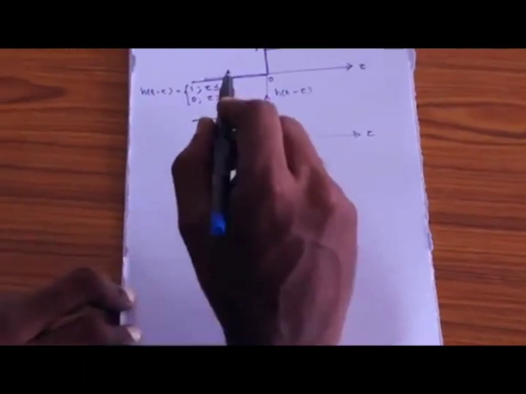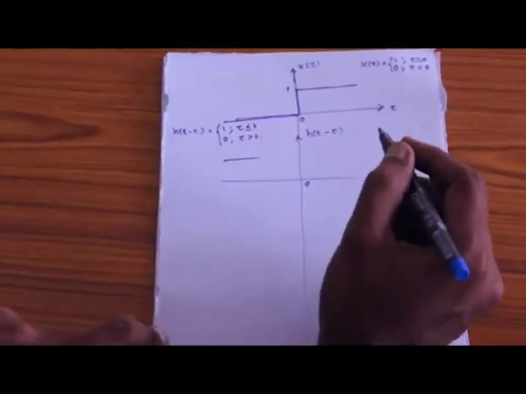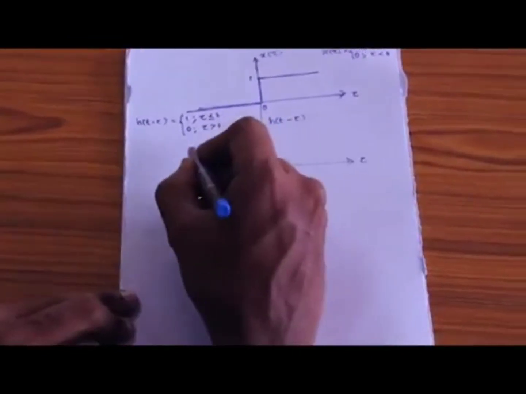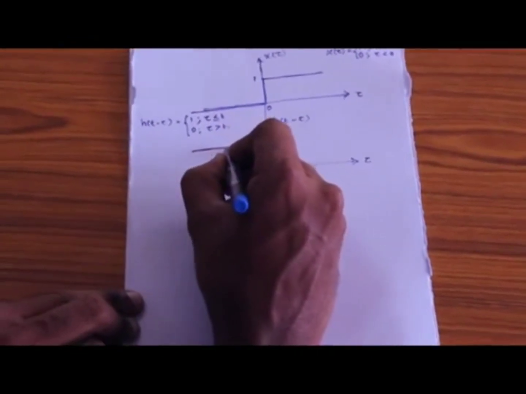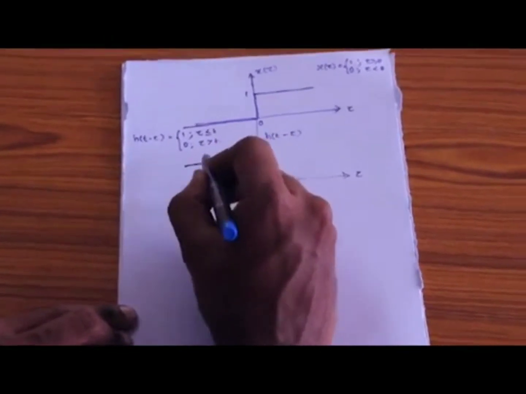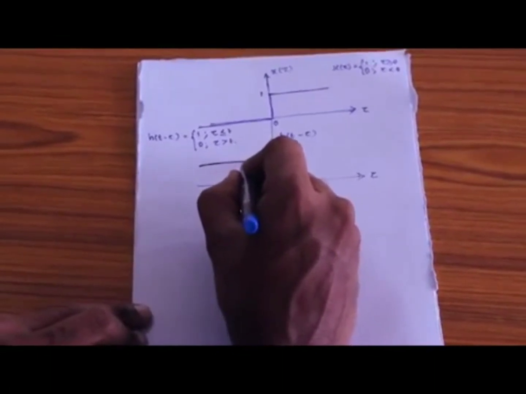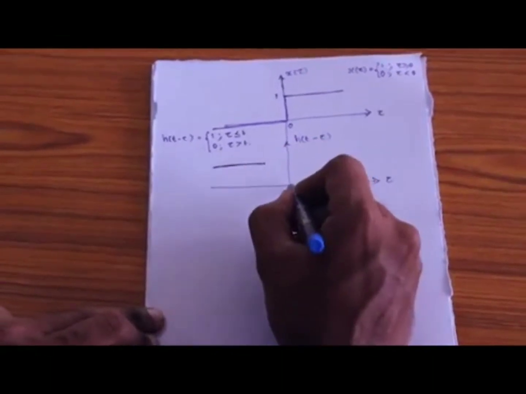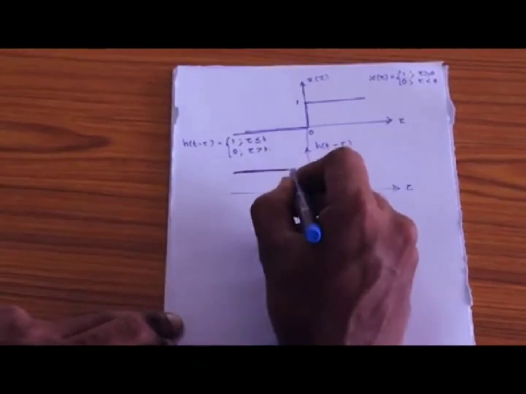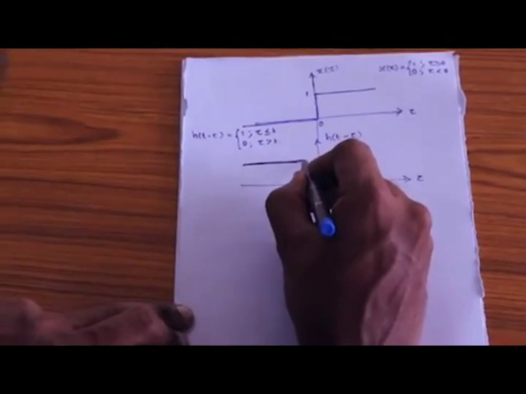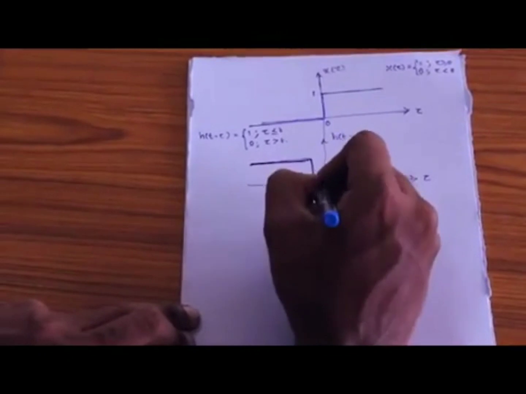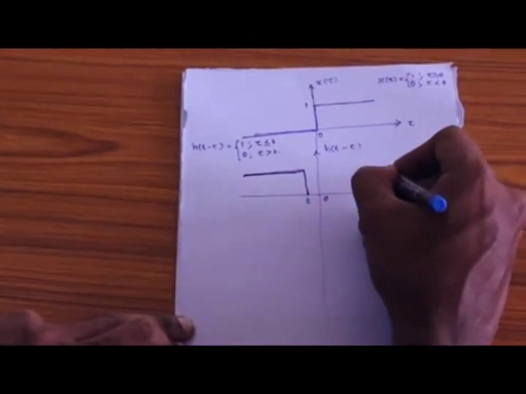That is, tau less than or equal to t represents the signal coming from minus infinity. So from minus infinity it is 1, up to t. So this t can be 0 or it can be greater than 0. But let us assume t is less than 0. So in this case, t is less than 0.